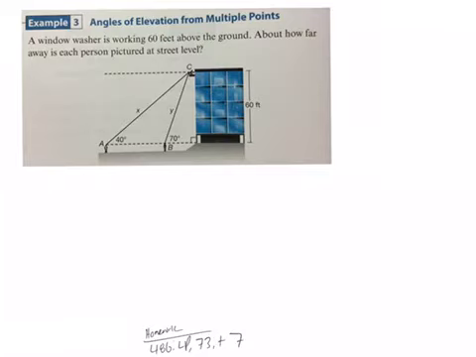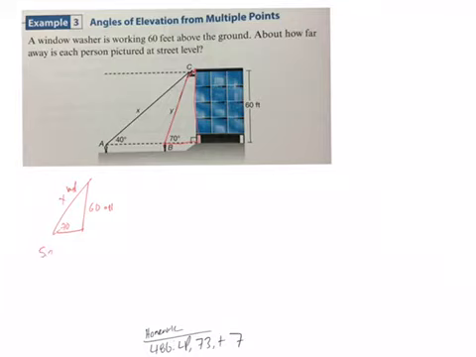One more here. It says a window washer is working 60 feet above the ground. About how far away is each person pictured at street level? So let's go with person B first. Don't ask me why I picked person B first. So we have this triangle, that's 70. I know this length over here is 60. I'm looking for this one. This is opposite the angle, and this is the hypotenuse.